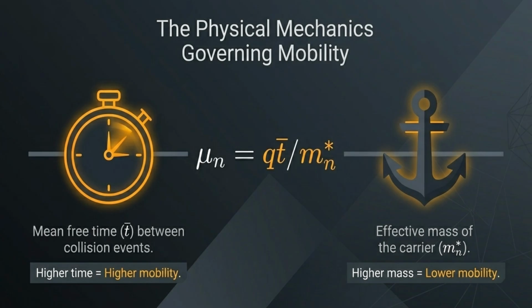Mobility is governed by two key physical mechanics: the mean free time between collisions and the effective mass of the carrier. Higher time means higher mobility, while higher mass means lower mobility.